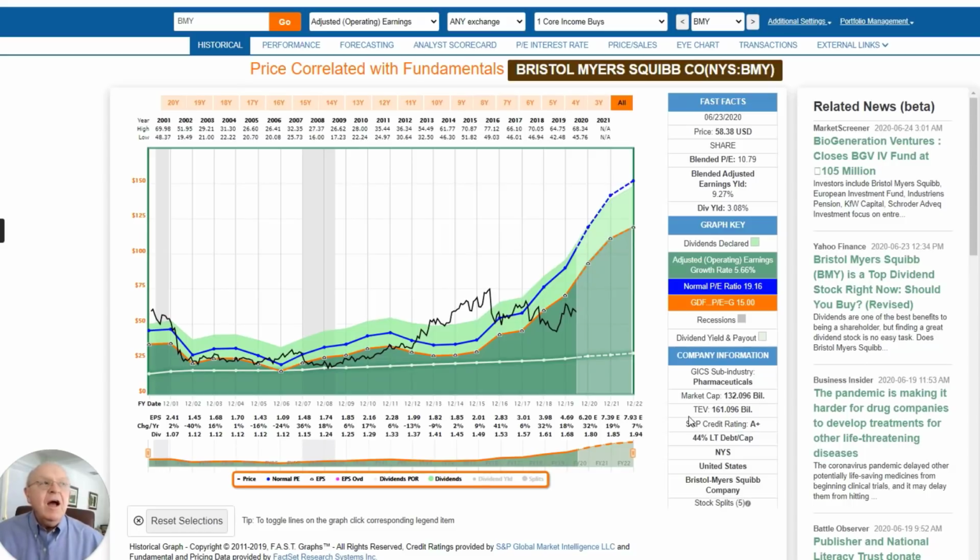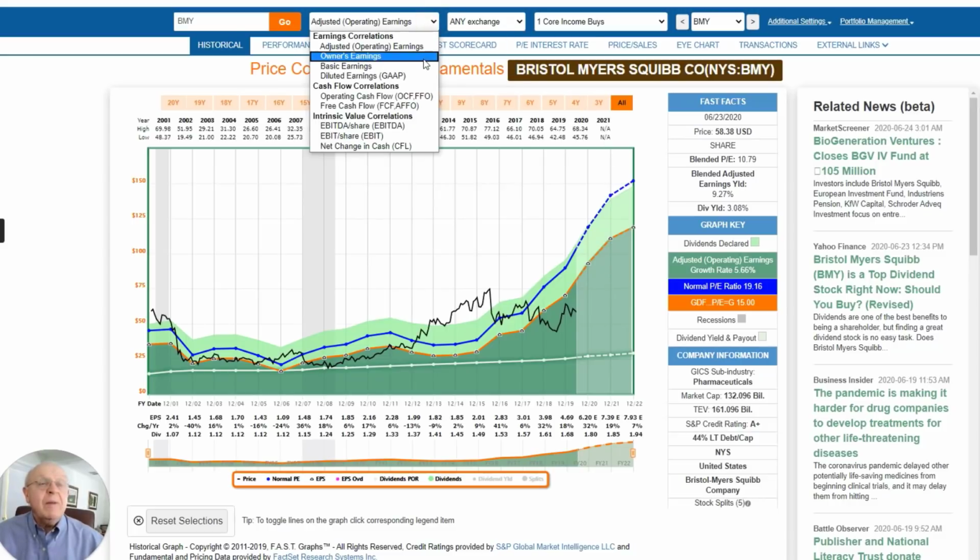So from there, I'm going to then decide to look under the hood and look a little deeper at the company while still looking at fundamentals. However, before I do that, keep in mind that I will go through all of these other metrics that the FastGraphs tool offers. I'll look at owner's earnings, basic earnings, diluted earnings. I'll look at operating and free cash flow, very important, especially for dividend-paying stocks. I'll look at EBITDA and EBIT, and then I'll even look at net change in working capital.